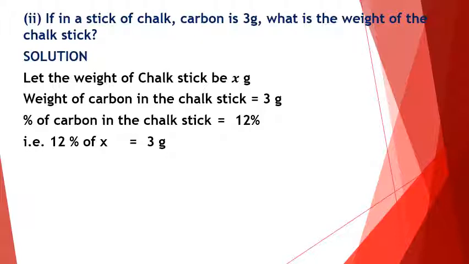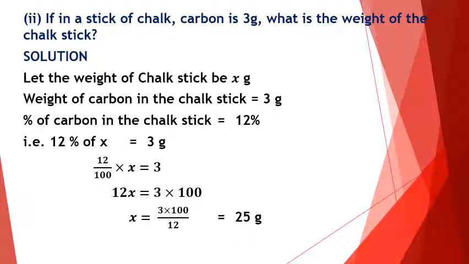Now you are able to solve this one. First we can convert it into mathematical form. That is, 12 percent is written as 12 upon 100. Of means multiplication. Then write x equals 3. That is 12x equals 3 into 100, or x equals 3 into 100 upon 12.